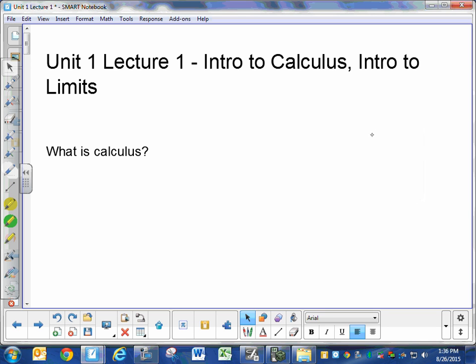The first lecture of the first unit, the Introduction to Calculus and an Introduction to Limits. So first question is, what is calculus? What are you about to learn? You're going to learn the math of change, or the math of infinitesimals. That's the two ways calculus can be defined.